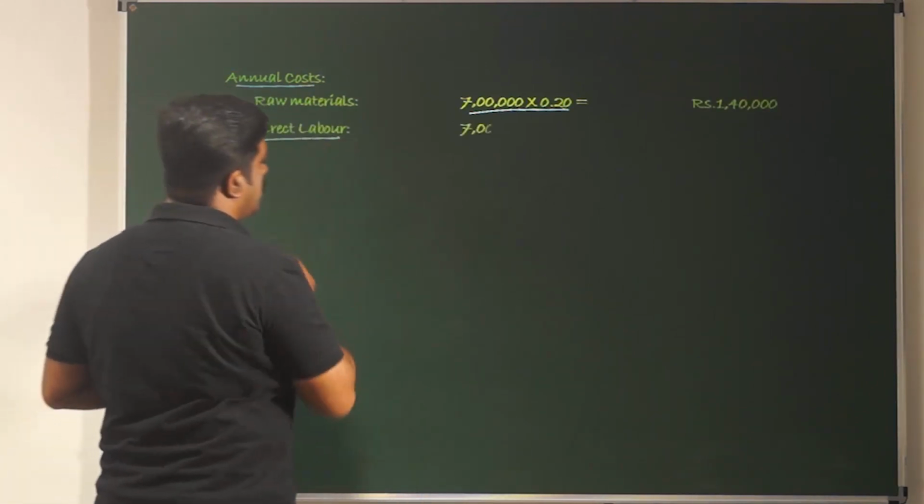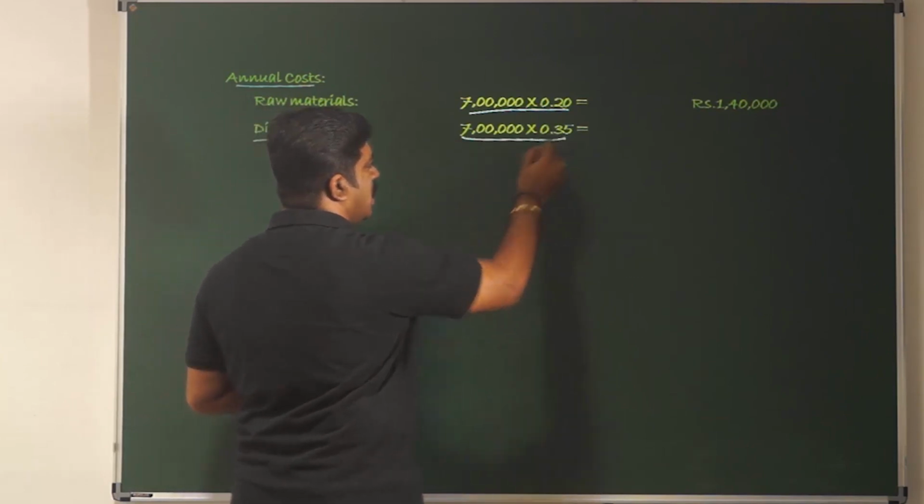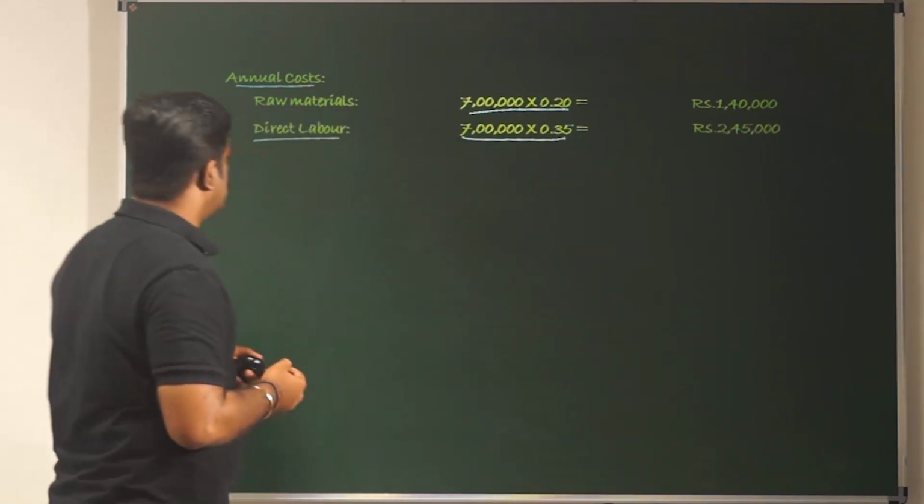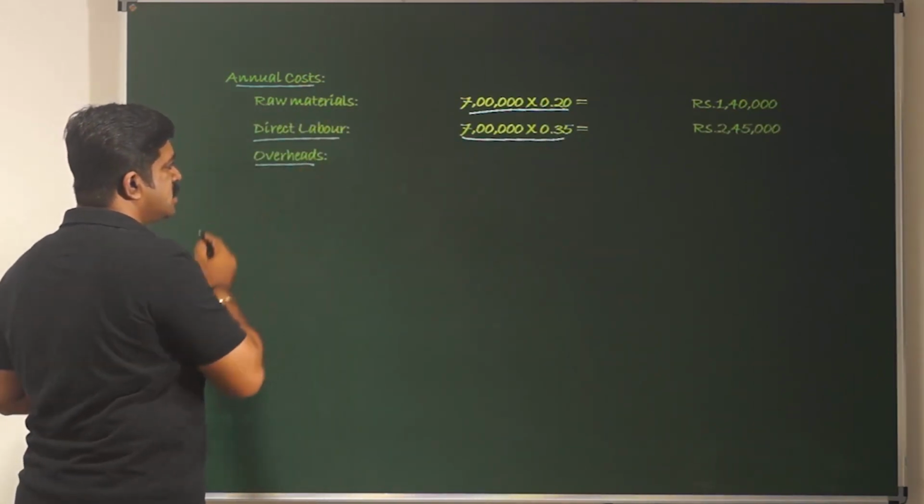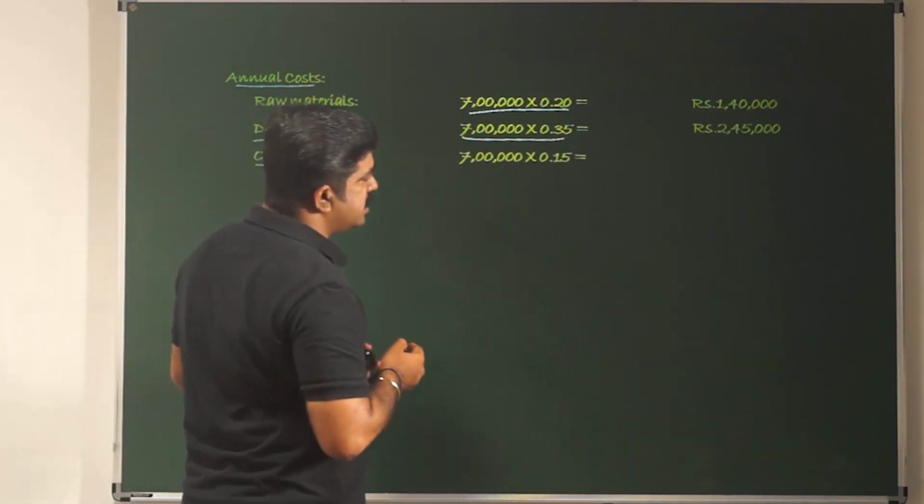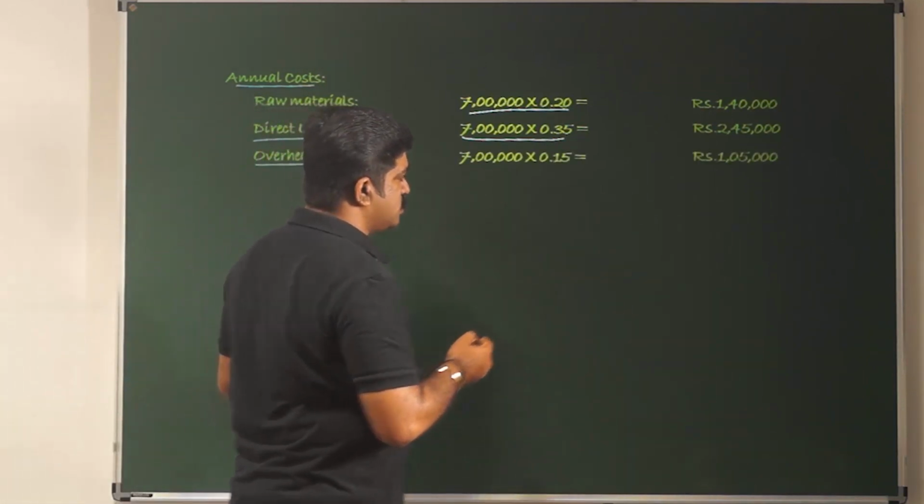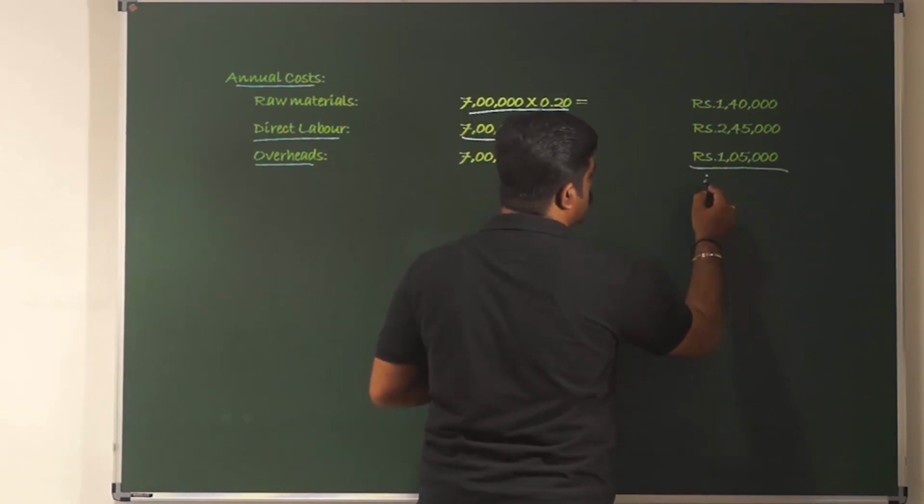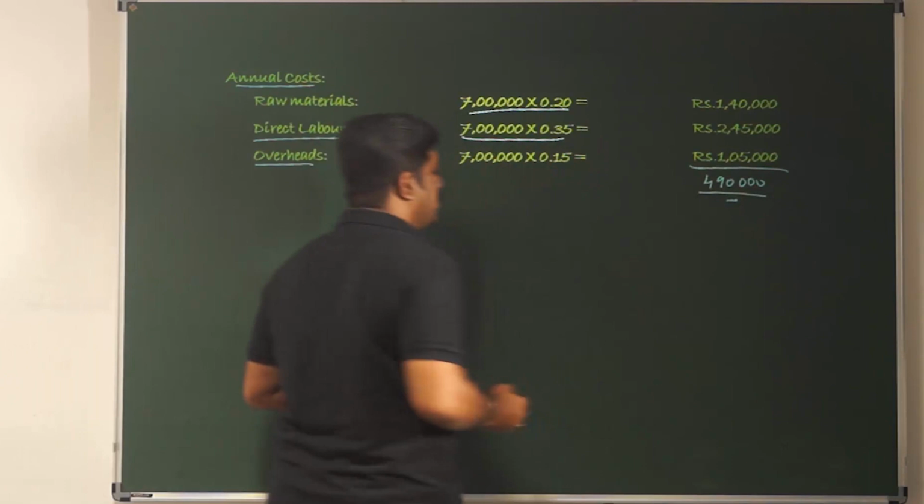Then direct labor is 35% and the value is so much, 245,000. Then you have overheads and it is 15%, its value is 105,000. So if you add all this, you would get 490,000. So this is going to be your cost of sales.